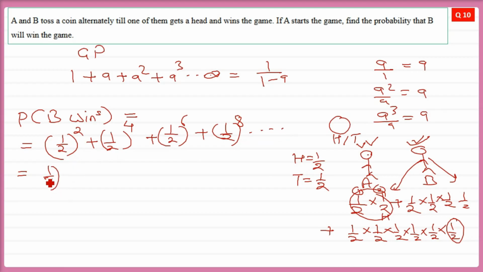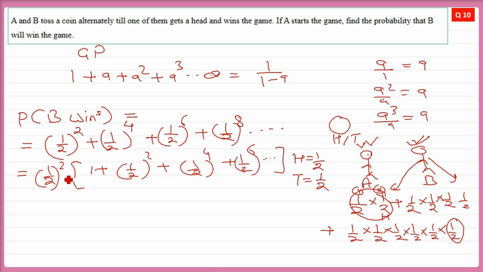So you can take this 1 by 2 whole square, which is going to be 1 by 4, outside as common, you can say. The inside will be a geometric series, a geometric progression. So 1, half square, half raised 4, half raised 6. So this inside content, when you divide them, you see this A is representing 1 by 4 here, which I initiated the GP. So it's representing A only.